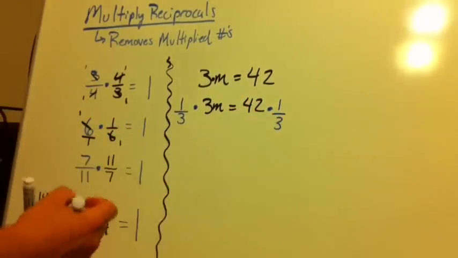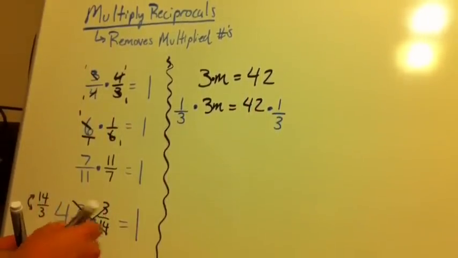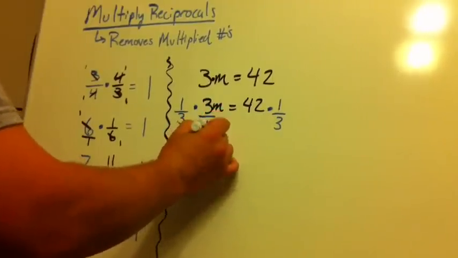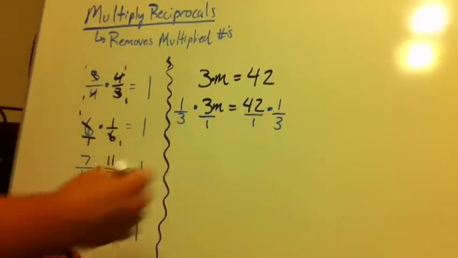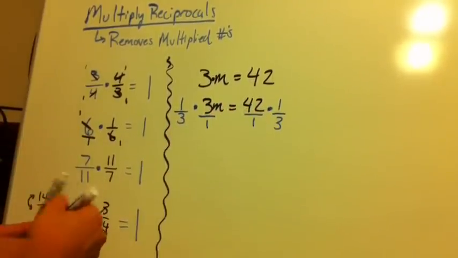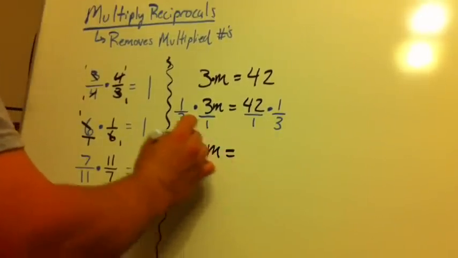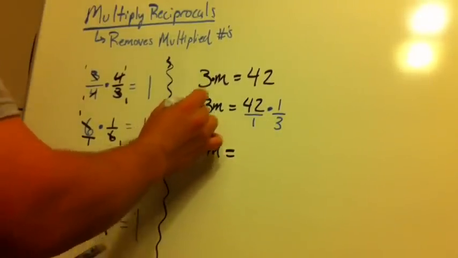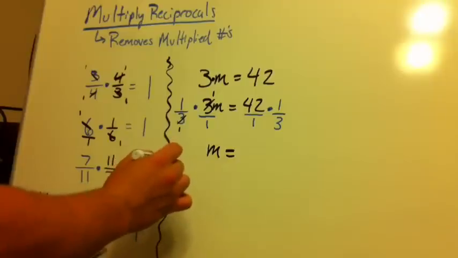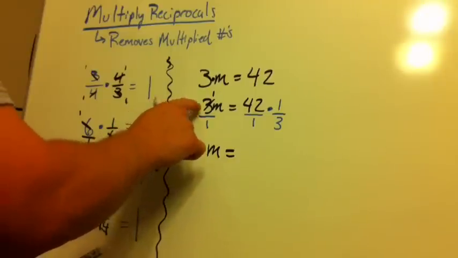The number is 3. 3 as a fraction is 3 over 1. So the reciprocal of that is 1 over 3. If I do it to one side, I have to do it to the other. I want to get m by itself. The 3's will cancel out. I'm left with only m.